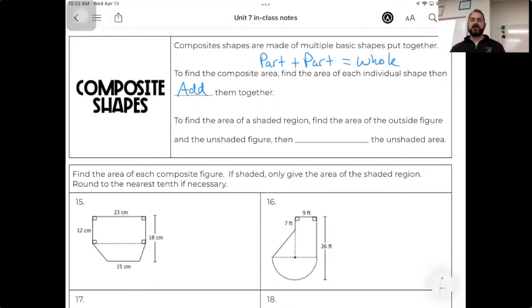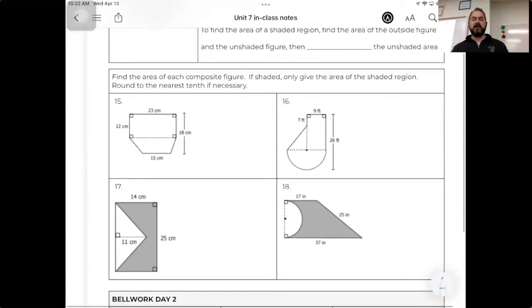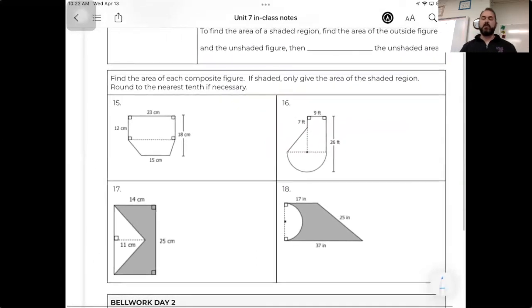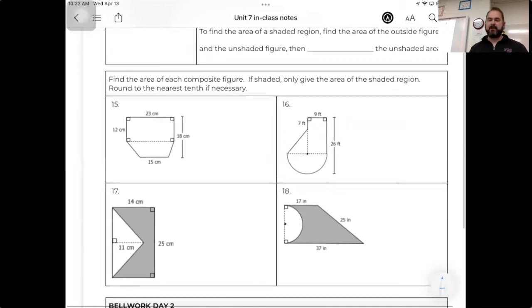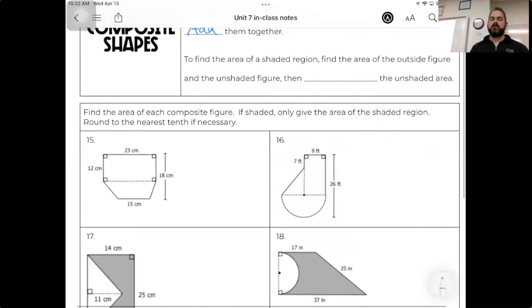Now, there are some examples like you'll see on 17 and 18 down here, where it's not that I'm putting pieces together by sticking them together and adding, but I'm taking a bigger picture and cutting out a piece. Well, that leaves a shaded region. So to find the area of these shaded regions, we're going to find the area of that outside total figure and we're going to subtract the unshaded part. Okay? So let's go through these examples.